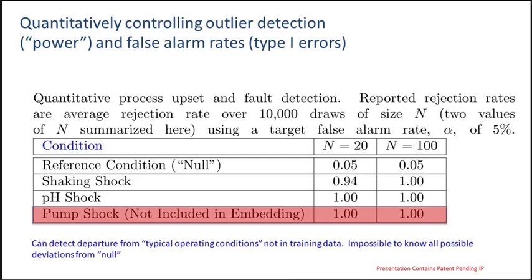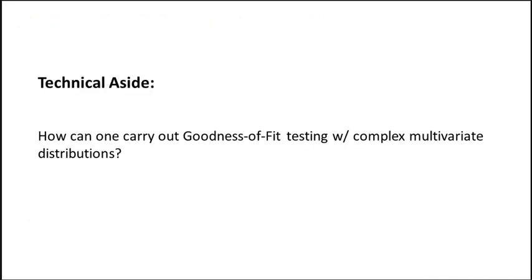These three conditions were used in the training of the compression scheme, whereas this was not. So this was a completely novel class. This is like the snake class in the example we showed before. But we're still able to detect it with basically 100% accuracy with n equals 20 or n equals 100 images of these flow imaging microscopy images. So it's a really powerful tool for quality control.